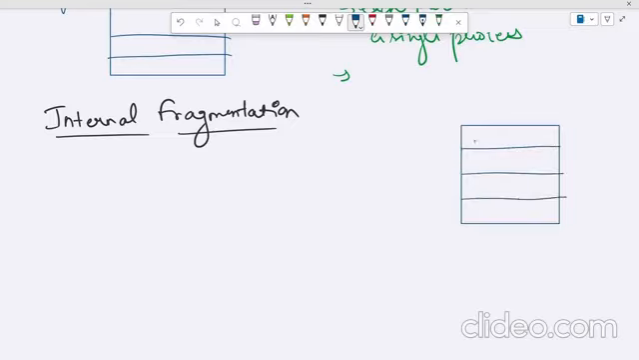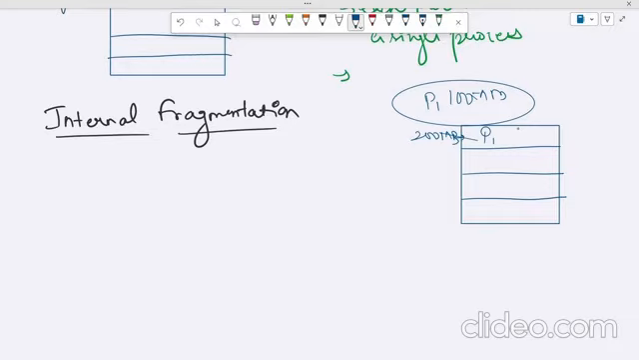We have a main memory of 4 partitions. Let's say 200 MB of space was in this block. P1 is a process which needs only 100 MB of space. But due to contiguous memory allocation, P1 is allocated to this particular block.